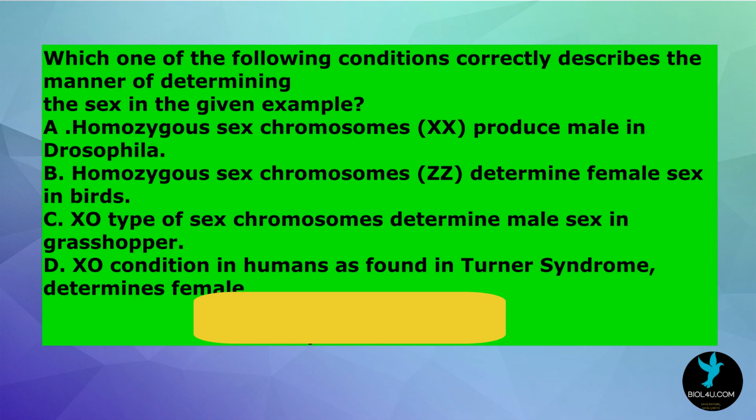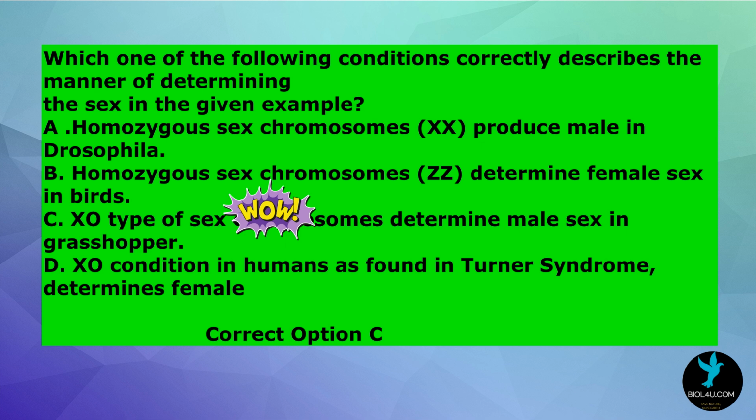Question number 1. Which one of the following conditions correctly describes the manner of determining the sex in the given example? Option A. Homozygous sex chromosomes, XX, produce male in Drosophila. Option B. Homozygous sex chromosomes, ZZ, determine female sex in birds. Option C. XO type of sex chromosomes determine male sex in grasshopper. Option D. XO condition in humans, as found in Turner syndrome, determines female sex. The correct option is C. XO type of sex chromosomes determine the male sex in grasshoppers.